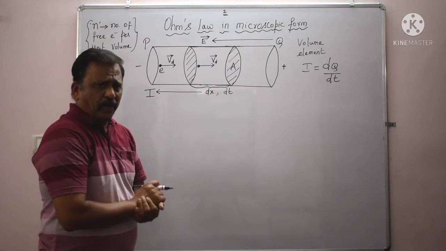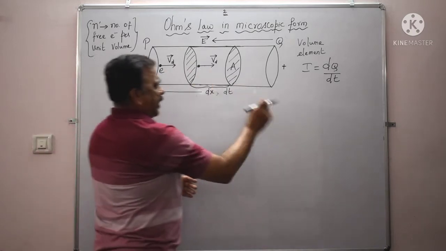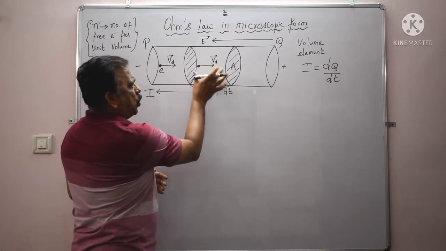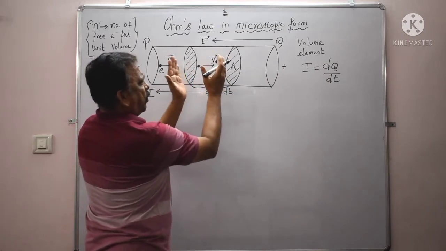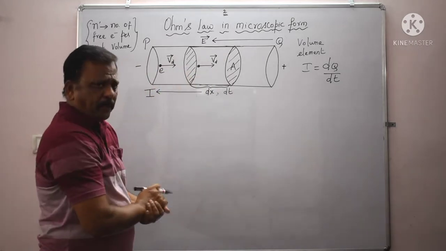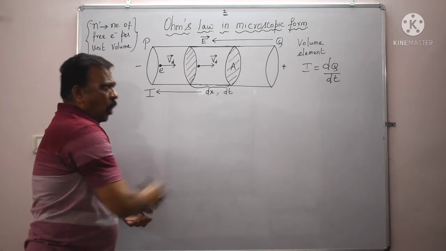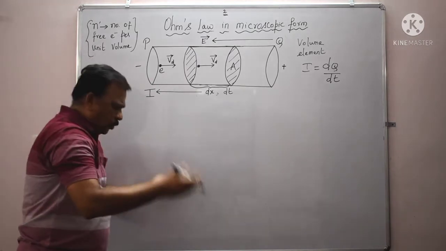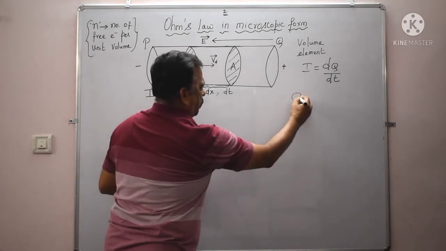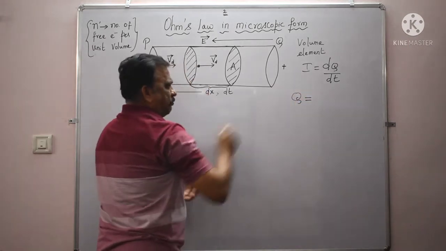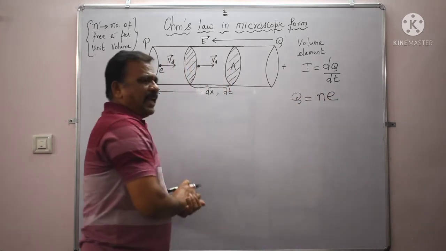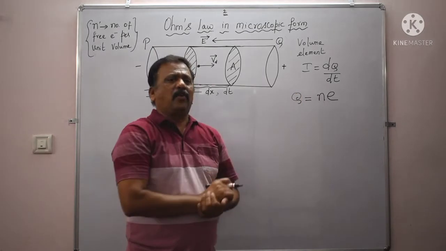Okay, so we shall start. What I'm going to do is find the quantity of charge dq that is going to cross this volume element, the infinitesimal portion of the conductor I have chosen. It's quite simple. First of all, how do we find charge? You already know the law of quantization of charge. The charge carried by a body will always be equal to the number of electrons lost or gained multiplied by the charge of an electron.